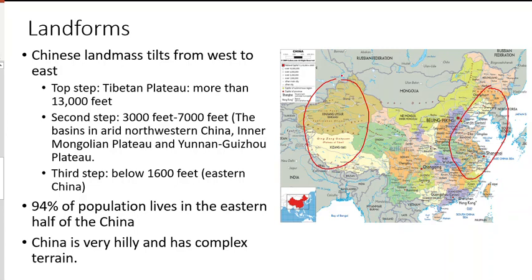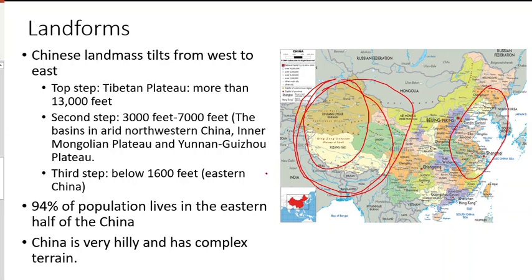The top step is the Tibetan plateau, which is this area. On average, its altitude is more than 13,000 feet. It's pretty high, so not a lot of people live there, because who wants to live in an area with such a high altitude? That means there is less oxygen there.